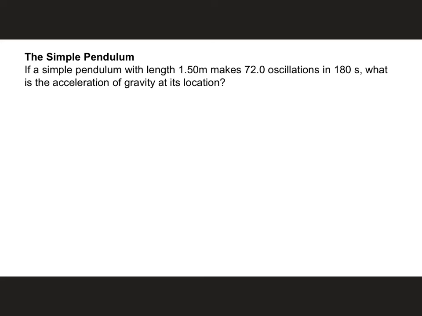So here's a simple one. What's the acceleration of gravity at this location? So simple pendulum, 1.5 meter length, 72 oscillations in 180 seconds. What's the acceleration of gravity? So you have a frequency, 72 oscillations per 180 seconds. It's going to give you 0.4 hertz.